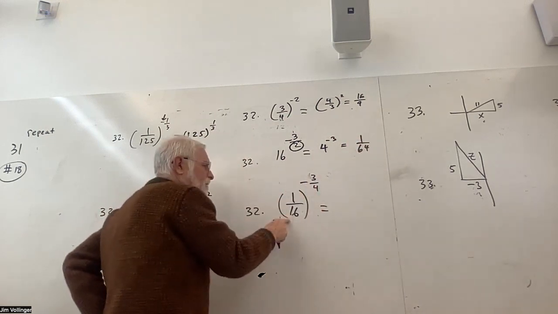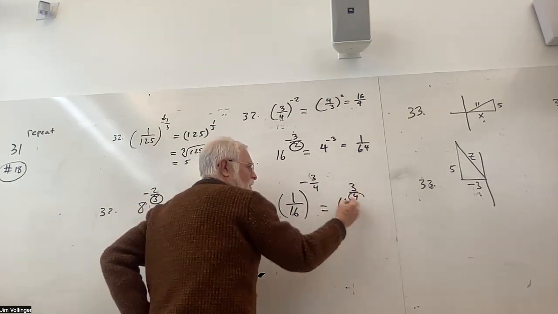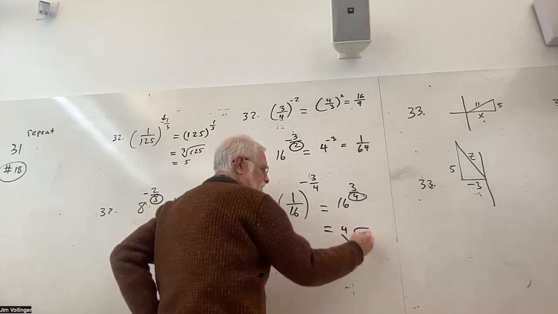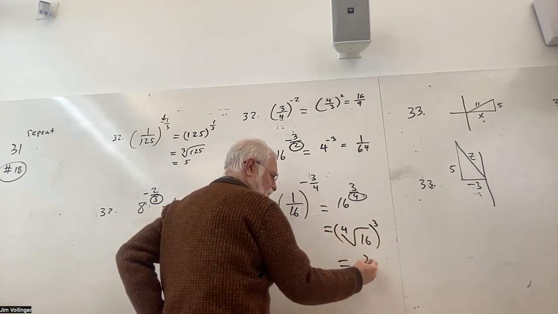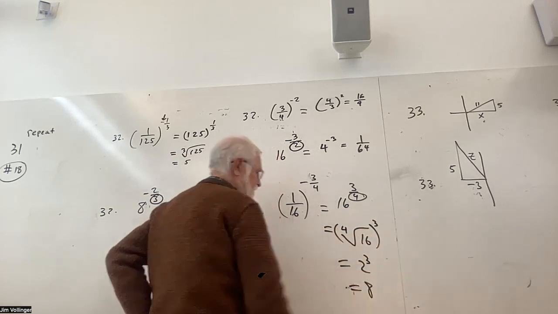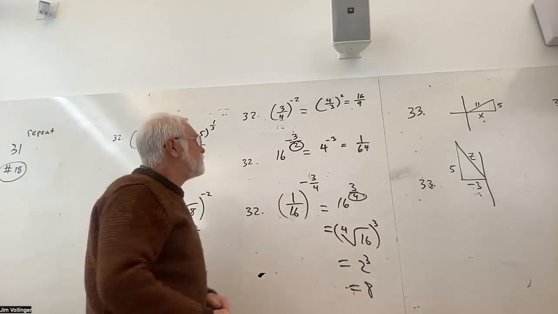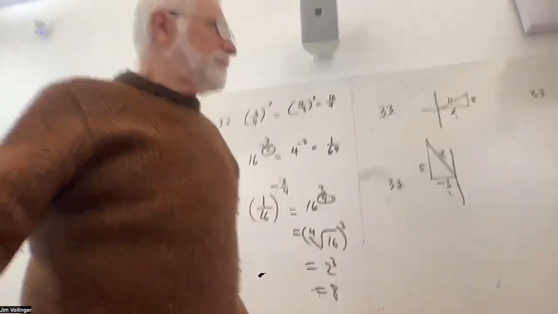I'll reciprocate first. So that's 16 to the 3/4. Hopefully you're getting the swing of things there. So that's the 4th root of 16. And then I've got to cube it, which is 2 to the 3, which is 8. Yep, reciprocate first. All right, so there's a little practice, and you've been doing pretty well with those.